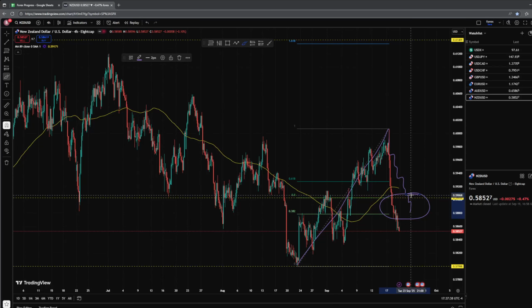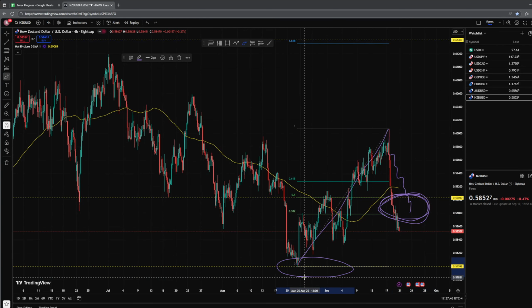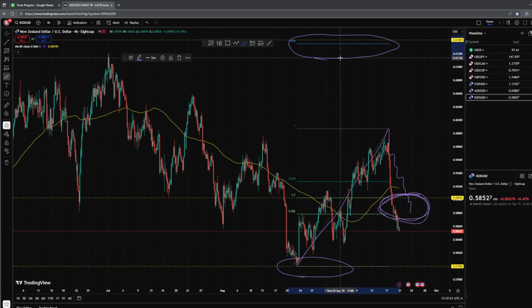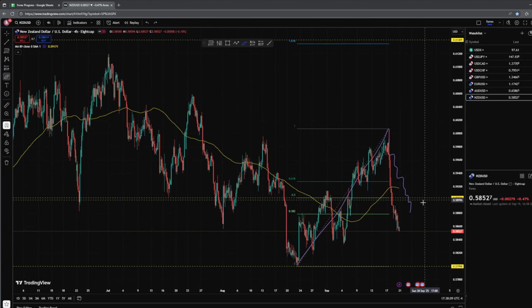Yesterday I bought all of my available positions at the 50% zone here, and I set my stop loss below the local minimum here, and I set my take profit at the Fibonacci extension 1.618 down here. My risk and reward ratio is about 1 to 3. So I'm not trading any other positions because I have risked all of my available positions on New Zealand dollar USD.